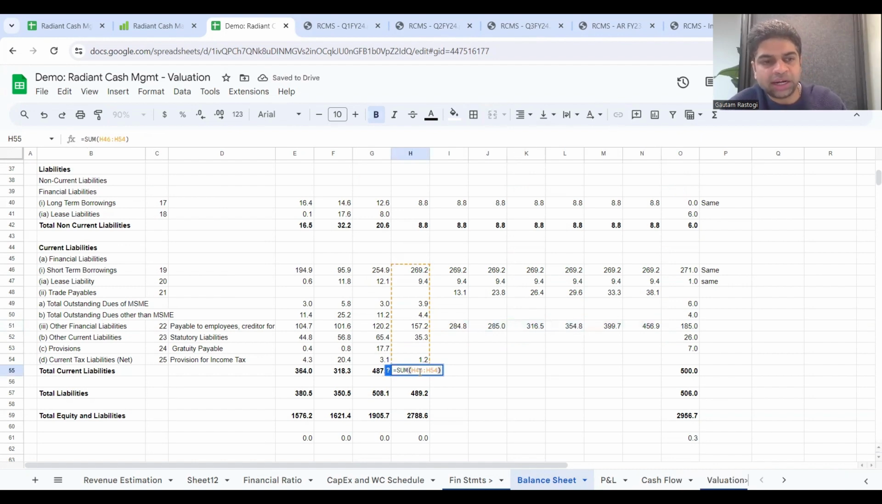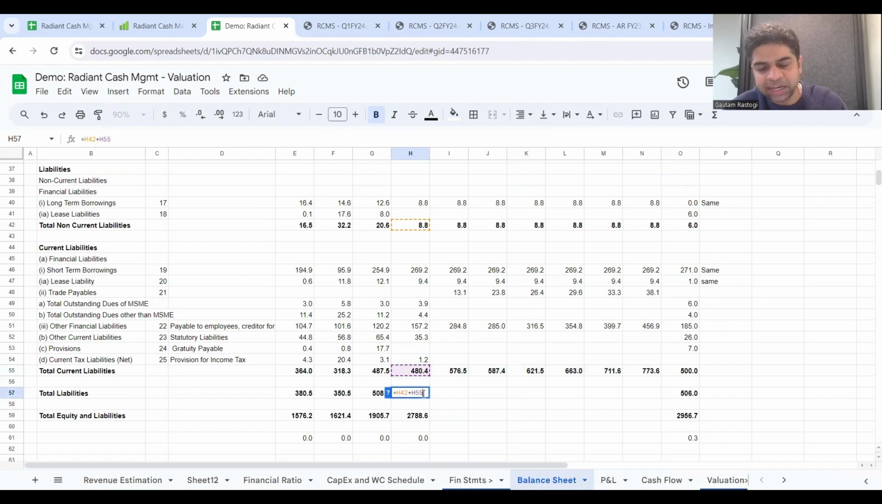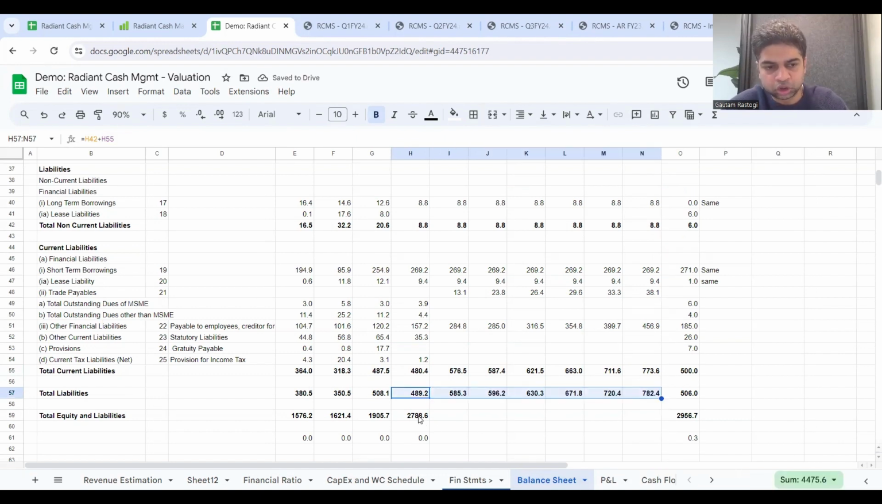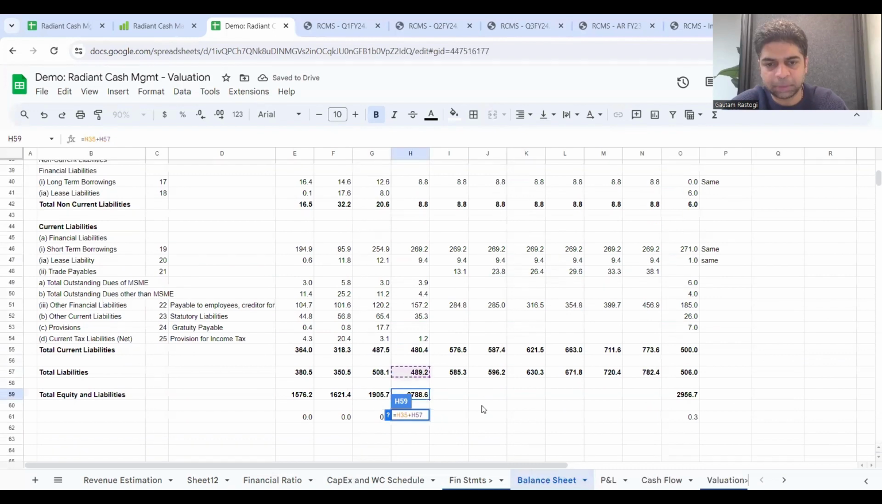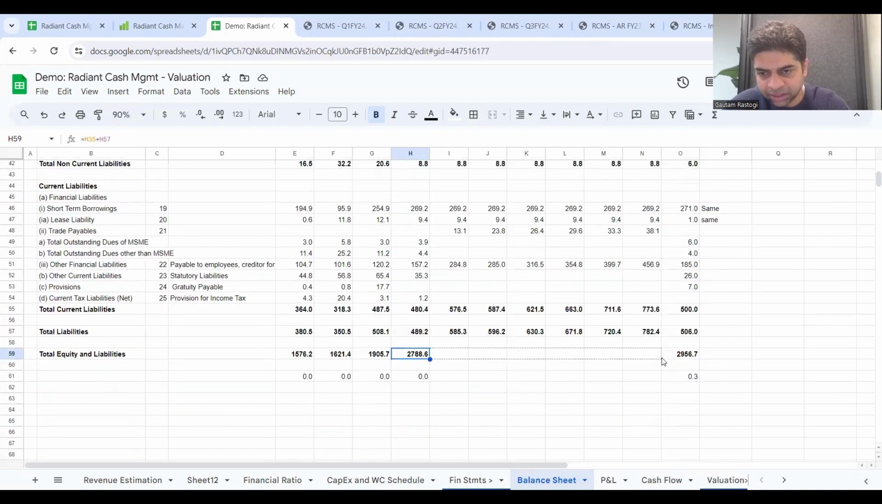Right. So my non-current liabilities is done. So let me drag it. In fact, my total liabilities is done as well. It is NCL plus CL, non-current liabilities plus current liabilities. मैं इसको भी drag कर देता हूं. And this is done as well. So my total equity and liability is total equity plus total liabilities. So let me drag this.